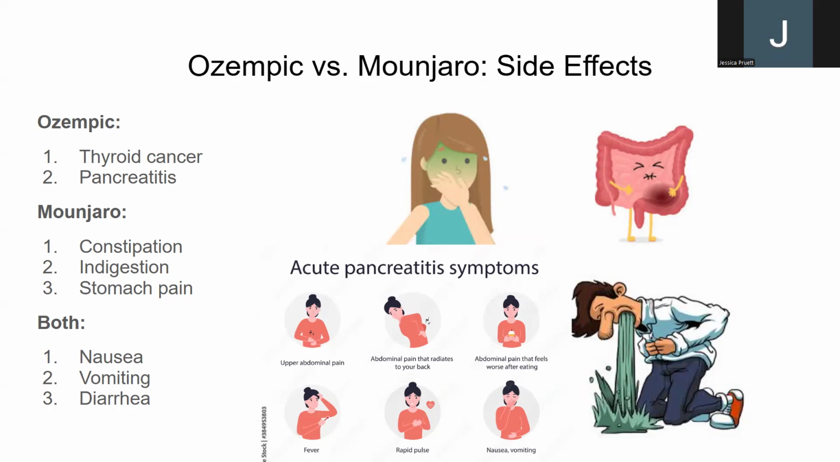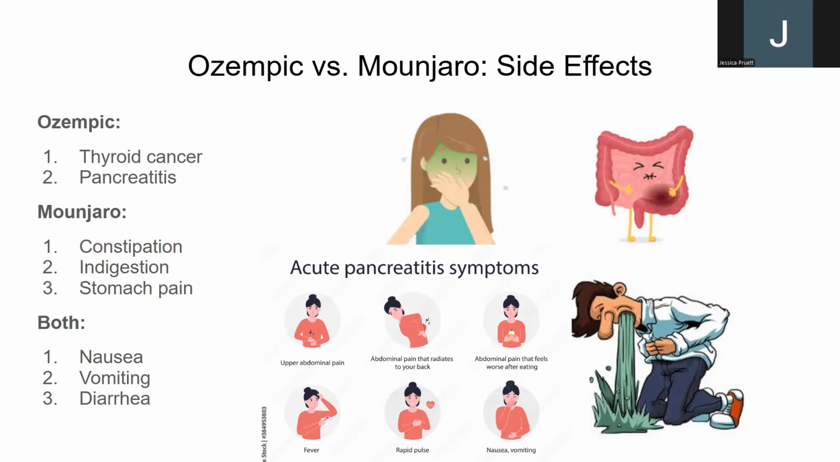However, Ozempic has the possibility of side effects of thyroid cancer and pancreatitis. It is important to note that Ozempic has these side effects. However, people with prior history of these two are more susceptible to these side effects. Now, that's not to say that if there's no history, it cannot happen.